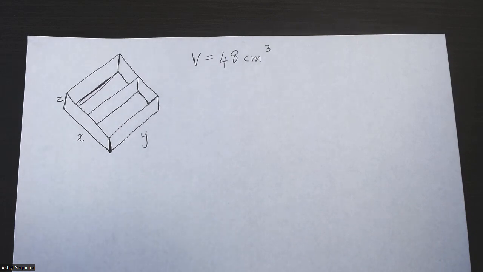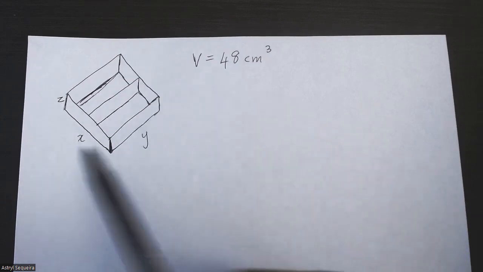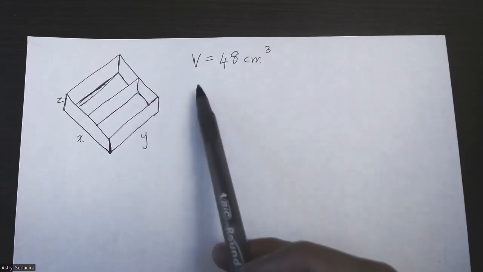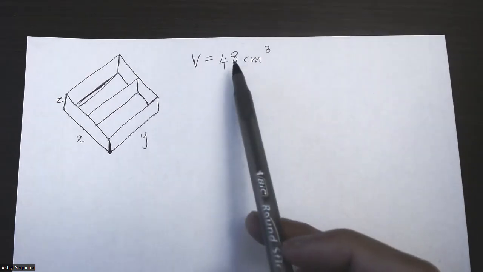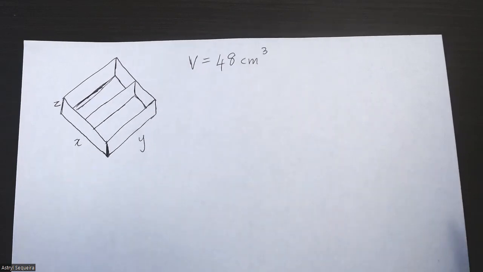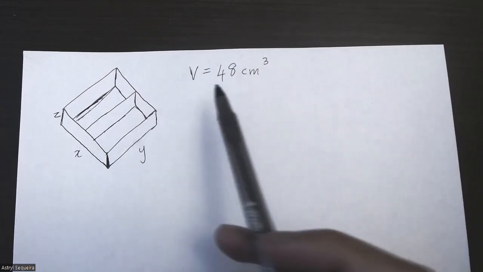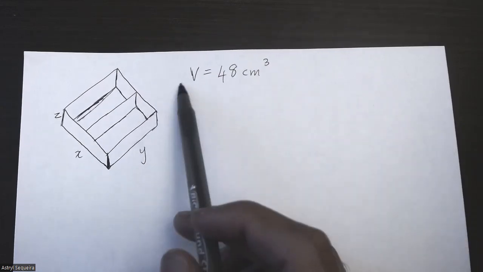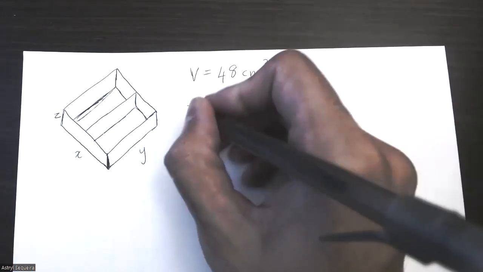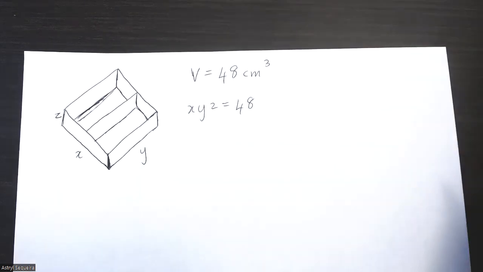And the goal of this video is to minimize the area of the box so that we can minimize the cost basically. And we have to have a volume of 48 centimeter cube for this box. So the first thing I'm going to do, like any problem like this, is you got to come up with your equations. I know volume of this box is just x times y times z. So xyz equals 48.